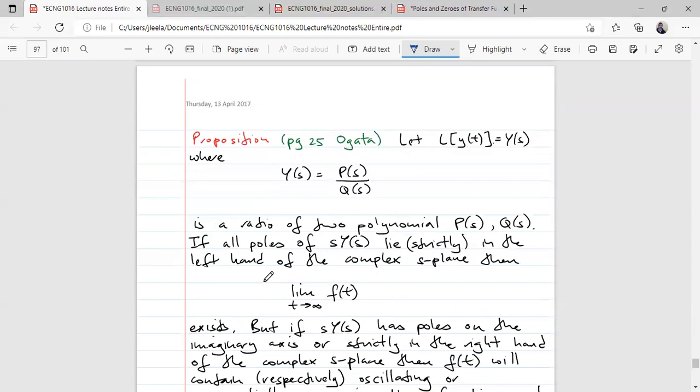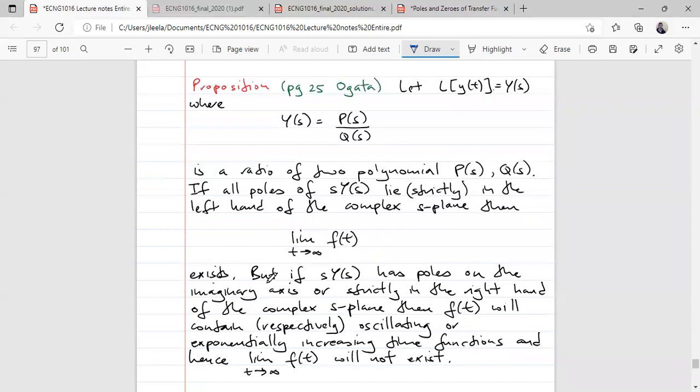But if sY(s) has poles on the imaginary axis or strictly in the right half of the complex s-plane, then the function f(t) will contain oscillating or exponentially increasing time functions, and hence the limit as t approaches infinity of f(t) will not exist. That is very important, and when we do some of the problems you will see the actual representation of this in the diagram. So your poles must all lie in the left half plane.